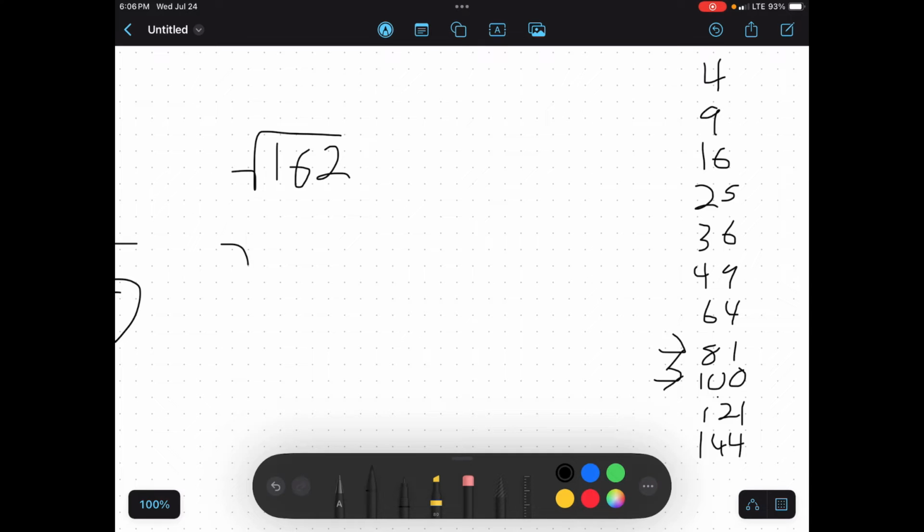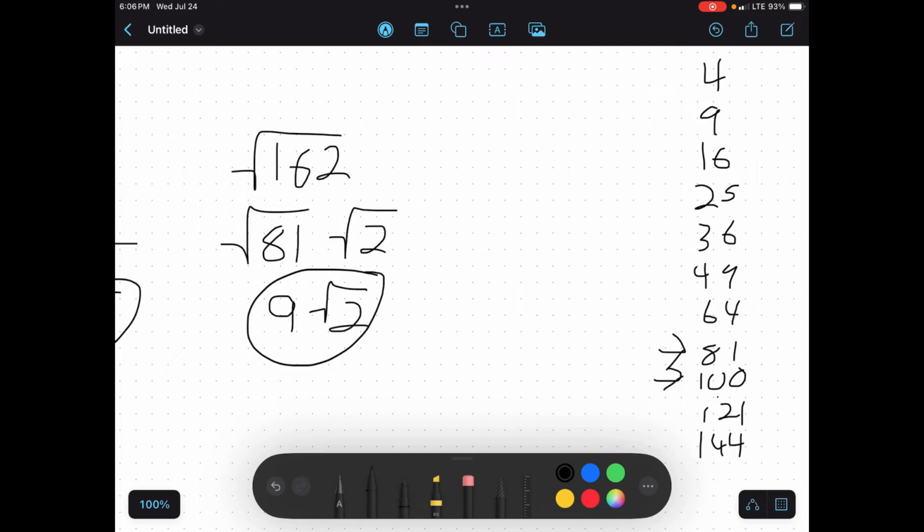Therefore, the square root of 162 can be written as the square root of 81 and the square root of 2. The square root of 81 is 9, and radical 2 doesn't reduce, so you wind up with 9 radical 2. What I like about this method is that, as long as you do your numerical computations correctly, you're guaranteed to not have to do extra steps.